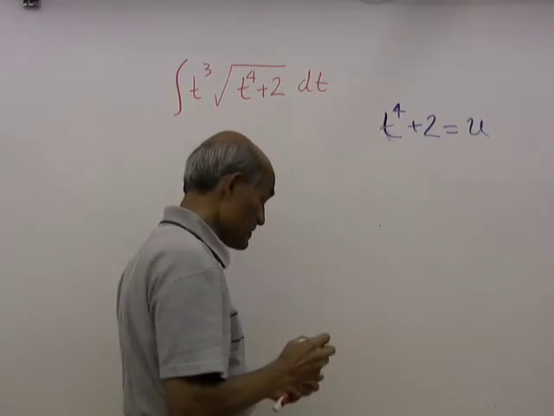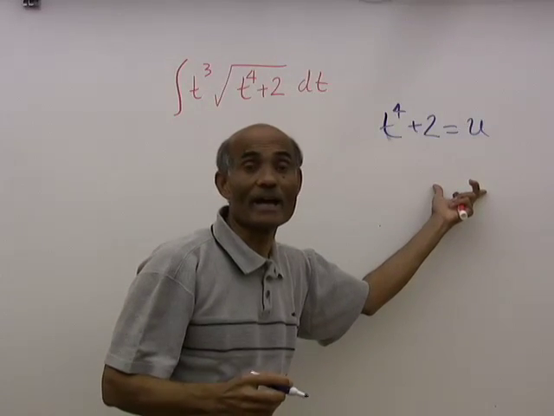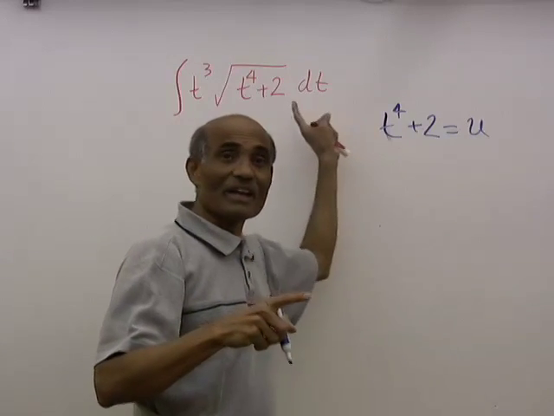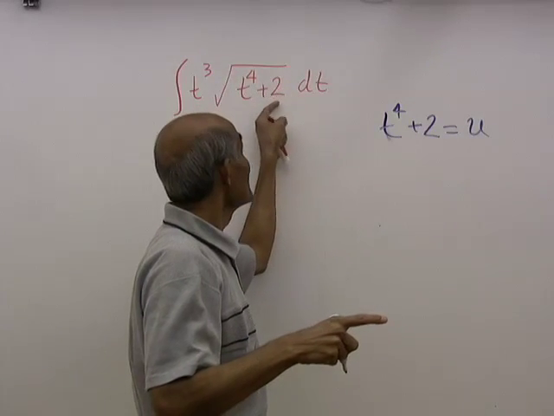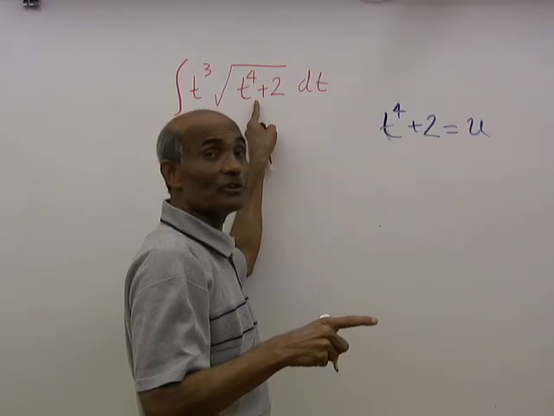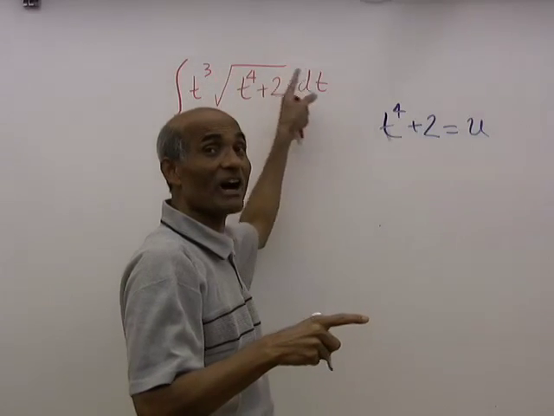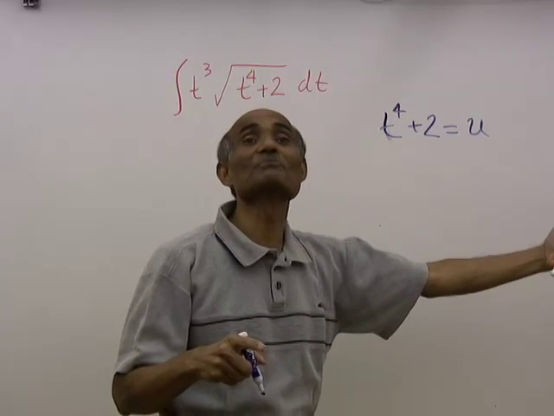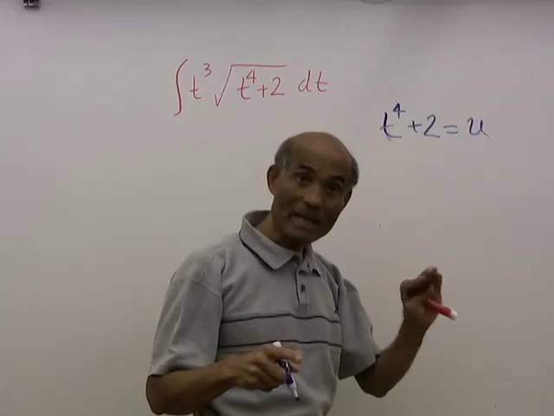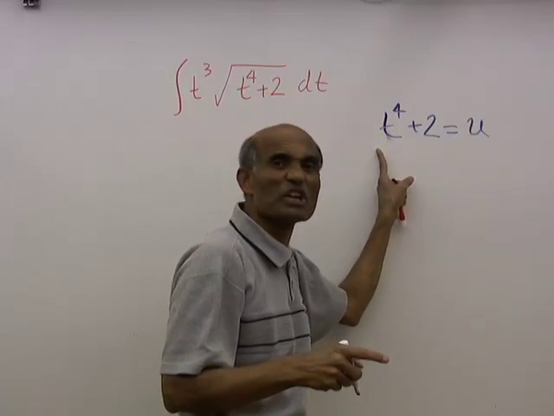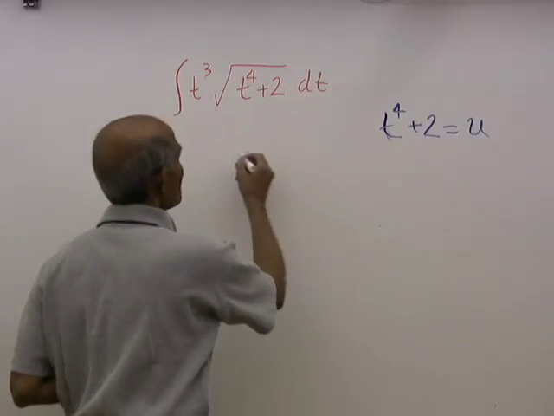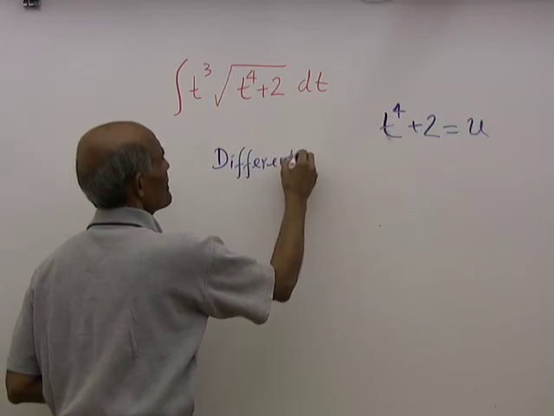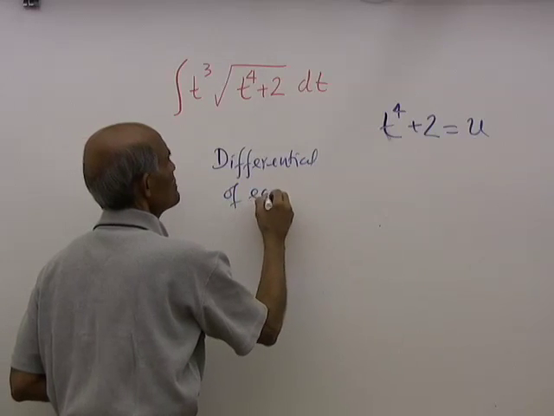But the moment you do that, you cannot move away from there until you finish the business. What is the business that needs to be finished? If this quantity is called u, you cannot have any other t in there. All of them need to be replaced in terms of u. So to begin with, we find the differential of each term. I'm going to repeat that several times. We find the differential of each term.